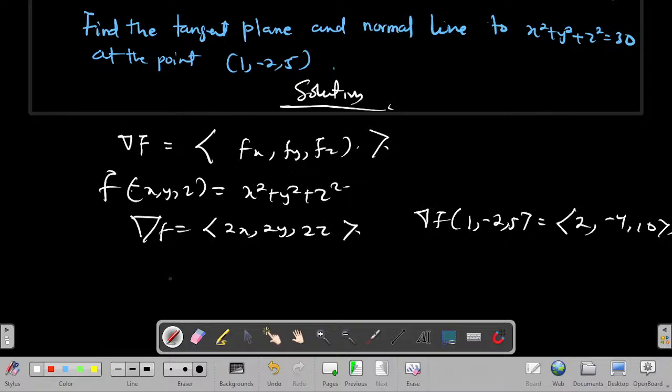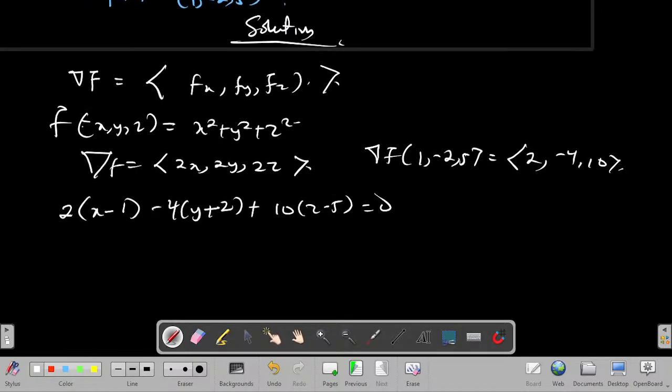Then we find the tangent plane. So once you have this, you're almost good to go, right? So 2 is our fx. So our fx is 2 multiplied by what? X minus x naught. And our x naught is what? 1. Our fy is what? Minus 4 multiplying y minus y naught, which is what? -2. So plus 2. Plus our fz, which is 10, right? So 10 multiplying z minus what? 5 is equal to 0. Simplify this and you are good to go.